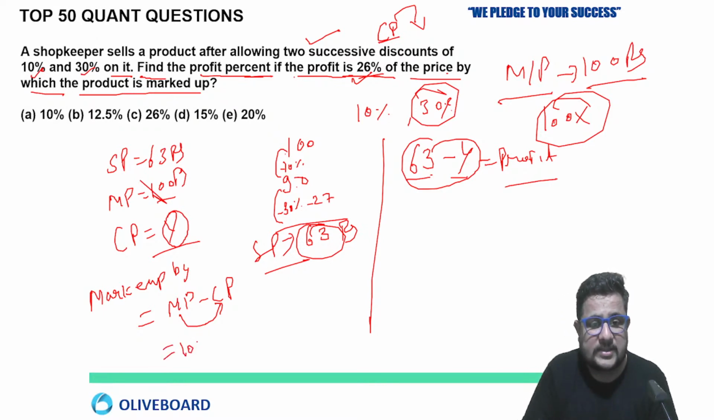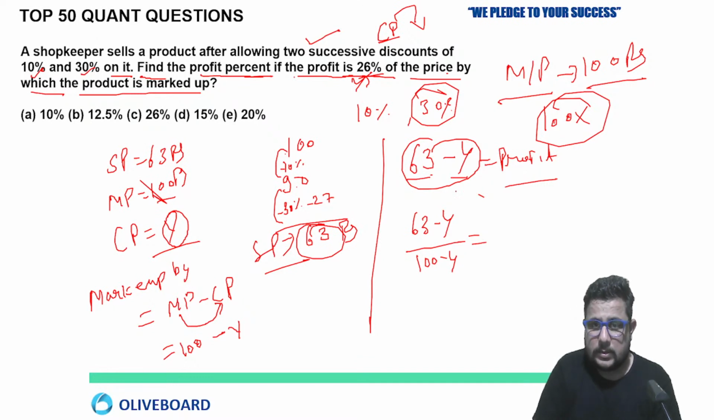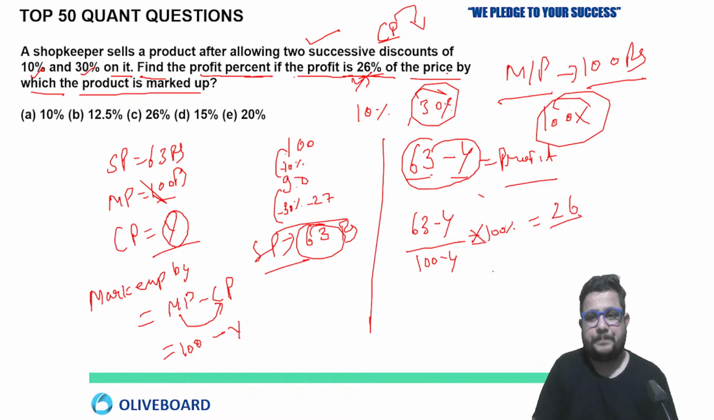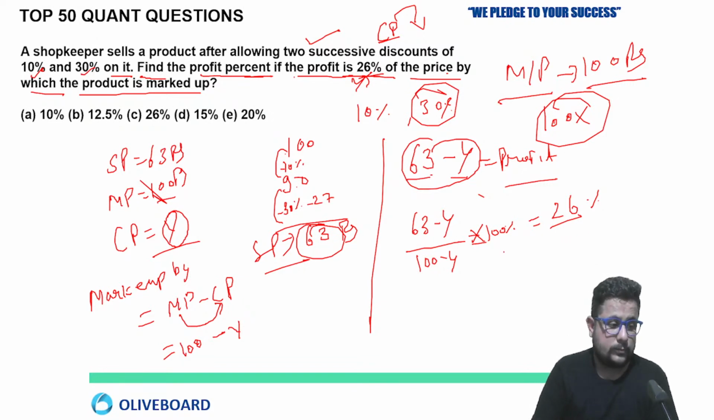Marked price, you know that we assumed as 100 minus y. So 63 minus y upon 100 minus y equal to what? This is 26%. That is what they are saying here. Okay. So you can multiply 100 even here, equal to 26%. Clear? Are you getting my point now? Clear to all of you? So percent to percent cancelled.